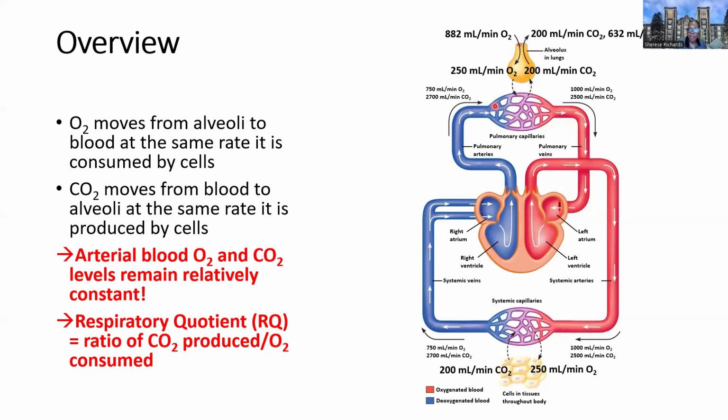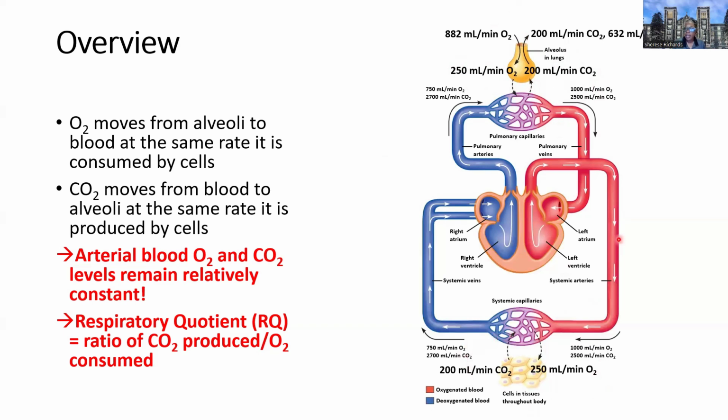And based on that, we can basically calculate our respiratory quotient. This is the level of CO2 produced, and again, it's the same at the pulmonary capillaries as it is at the tissue capillaries, divided by the level of oxygen produced or consumed. So in this example here, our respiratory quotient ends up being about 0.8. About 200 is our CO2 rate divided by 250, our oxygen rate. And that is the same here at the tissue capillaries.